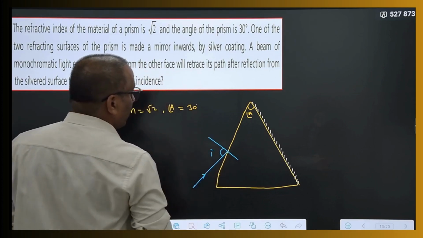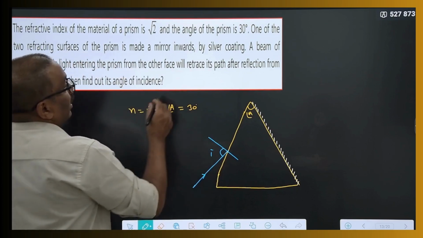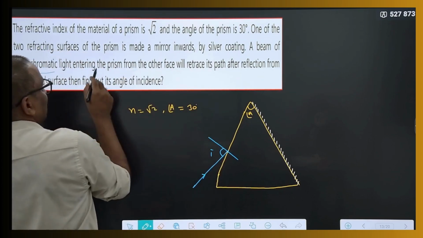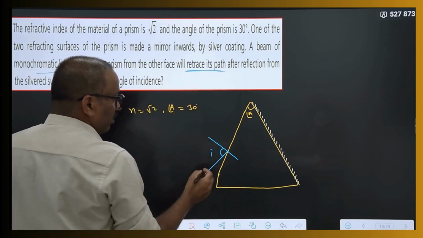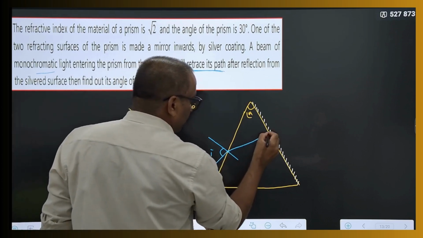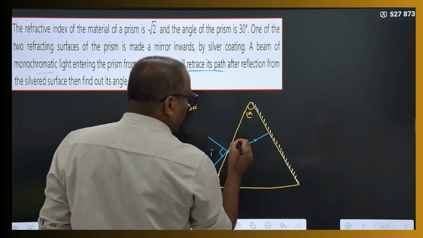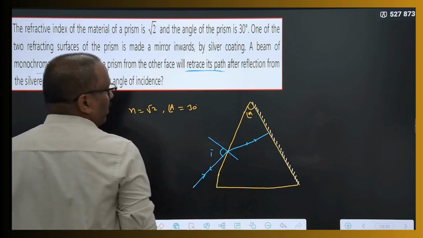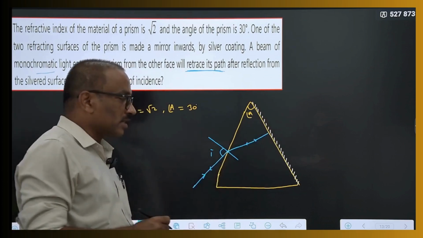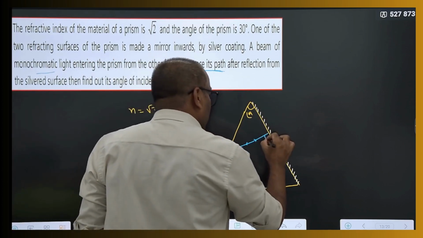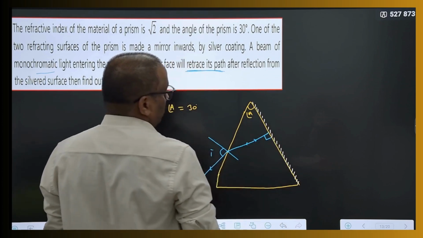So we have to calculate it. Now what happened? A beam of monochromatic light is entering the prism from one surface and retraces its path. That means it will go like this, incident here, and get reflected back, and it is coming back after this. So if it is going in on incidence and coming back, compulsorily this should undergo like a normal incidence onto this.